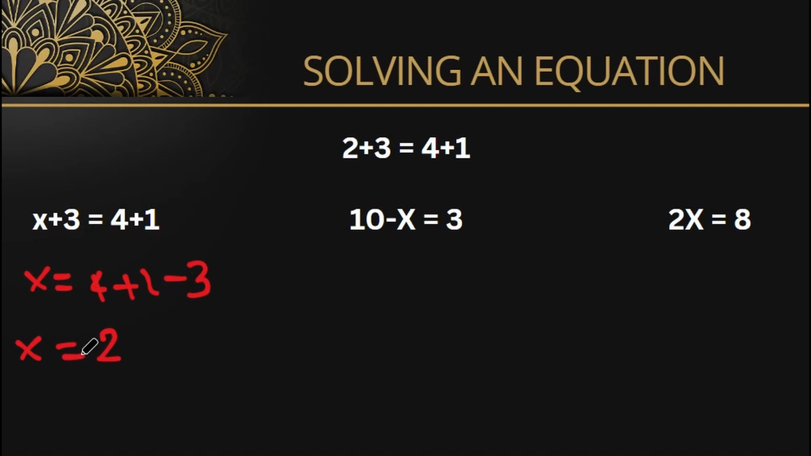If you want to check whether this is correct or not, see this equation. Here we have 2 plus 3 is equal to 4 plus 1. Here the whole equation is the same except at the place of 2 we have x here. And already we have found that to be 2. So this equation is right.